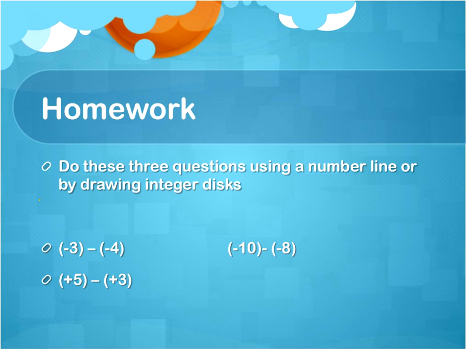All right. So for your homework tonight, you're going to do these 3 questions using a number line or drawing integer discs. Right? -3, subtract -4, +5, subtract +3, and -10, subtract -8. And you can do those on the bottom of your Cornell notes. I don't want them on 2 different sheets. So once you've completed your notes today, then you can do the questions after.